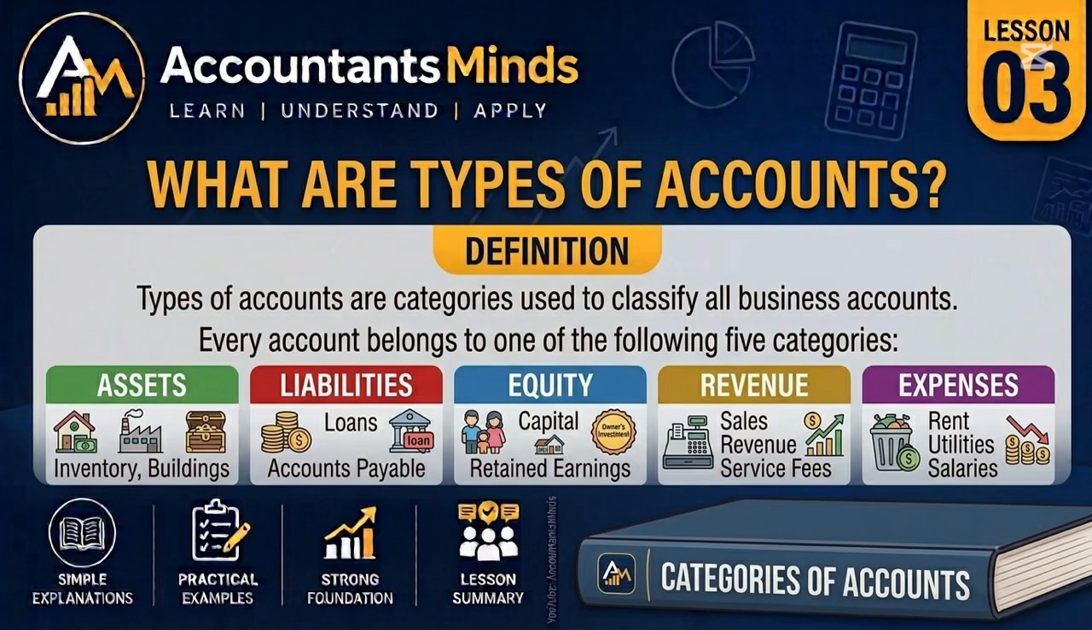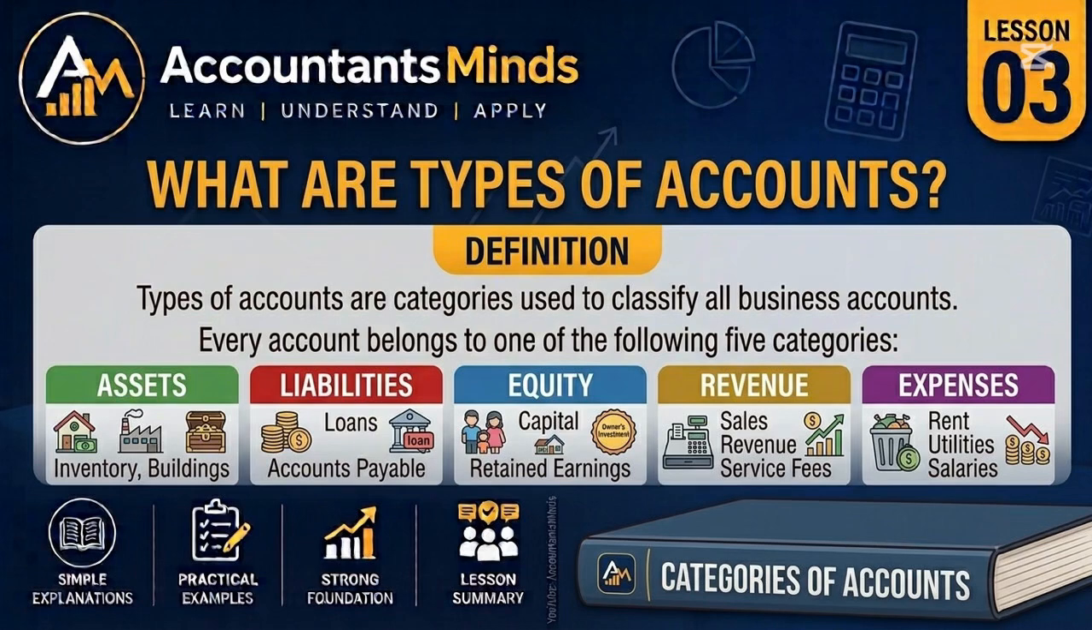Now let's understand why learning these account types is so important. You might wonder, why do I need to know the types of accounts? The answer is simple. Every transaction starts by identifying the accounts involved. If we don't know whether an account is an asset, liability, equity, revenue, or expense, we may record the transaction incorrectly. Understanding account types helps us record journal entries correctly, apply debit and credit rules correctly, prepare accurate financial statements, and reduce accounting errors. So, identifying the account type is always the first step in accounting.